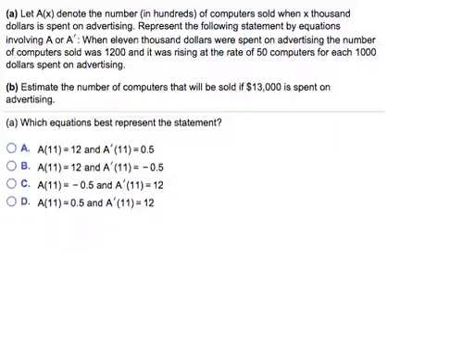Okay, in this problem we have A of X represents the number in hundreds of computers sold when X thousand dollars is spent on advertising. So we want to represent the following statements by equations involving A and A prime. Okay, when $11,000 are spent on advertising, the number of computers sold was 1,200.